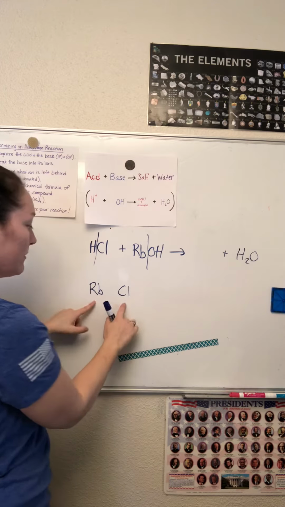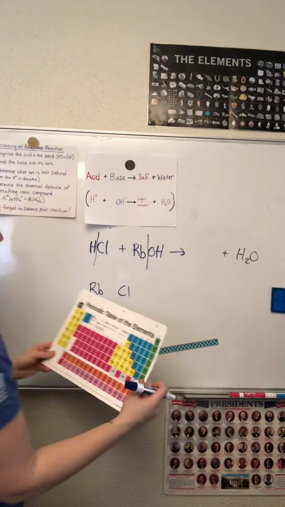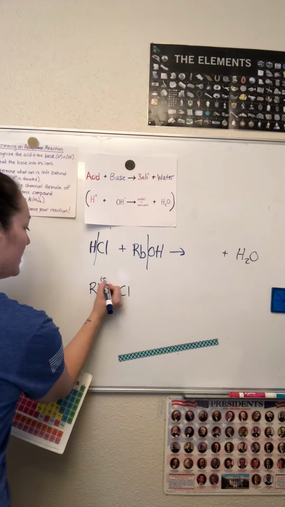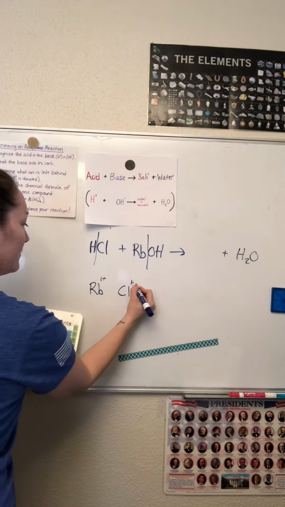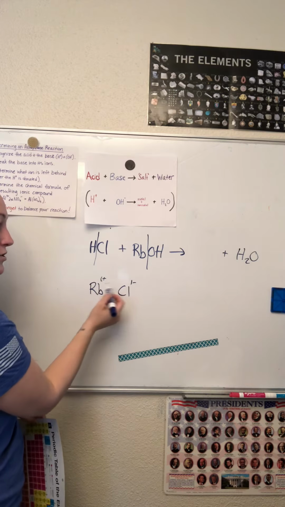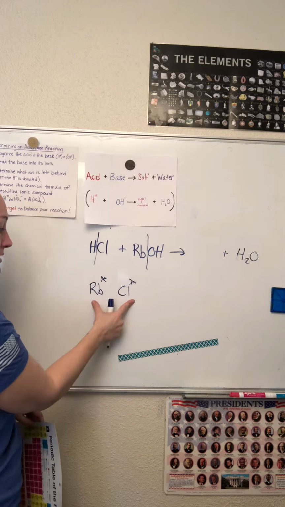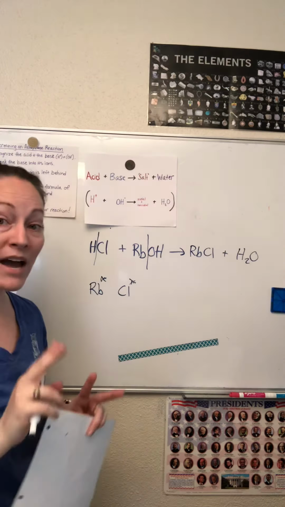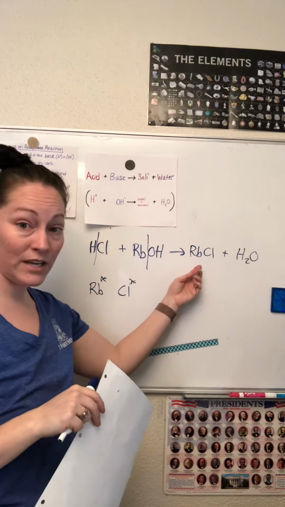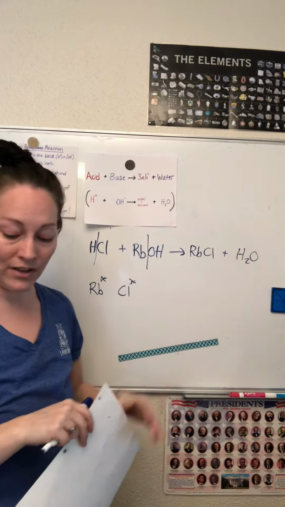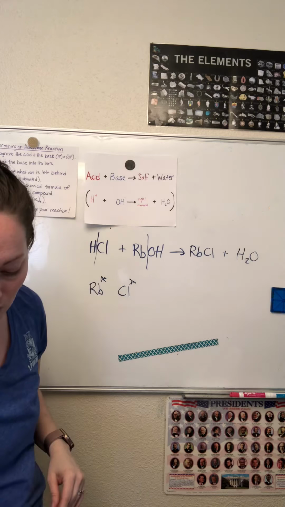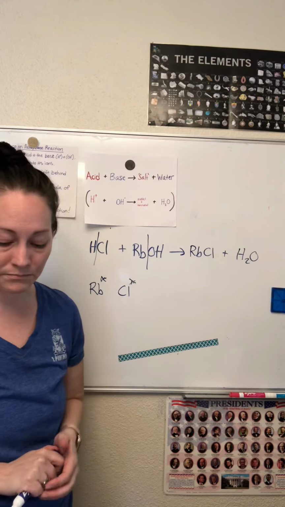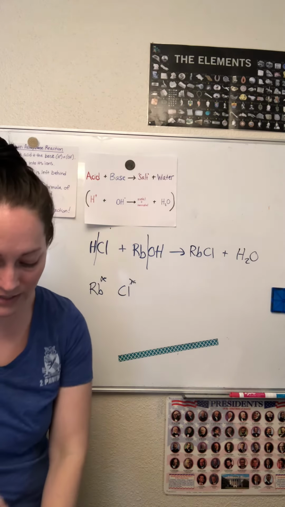I'm going to look on my periodic table and see that Rb is a +1 and a Cl is a -1. And because those charges have the same number, I can just ignore them and stick them together. So RbCl is going to be considered my salt. It's ionic because it has a metal and a non-metal. The last thing I need to do is check and see if this is balanced, and this one should be. All right, so let's look at the next one.